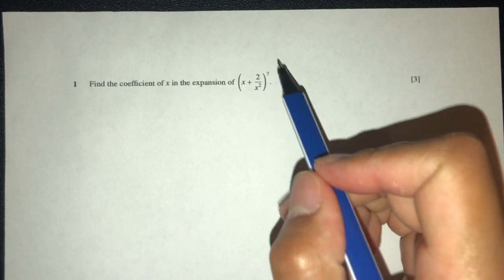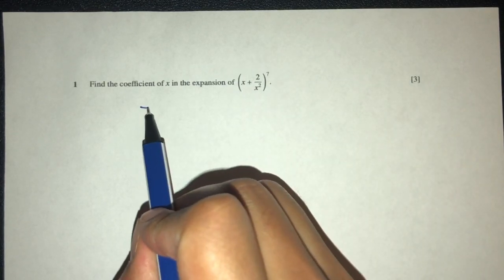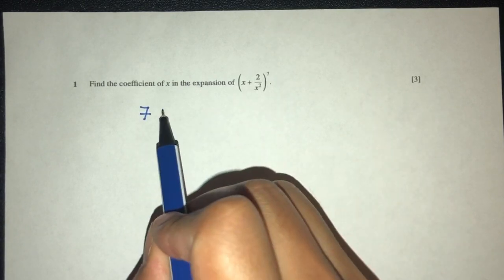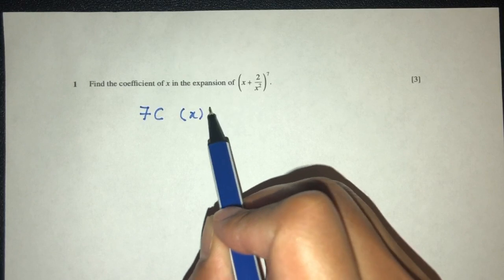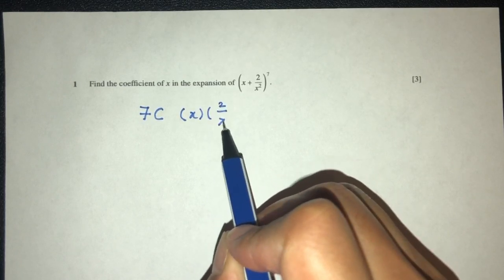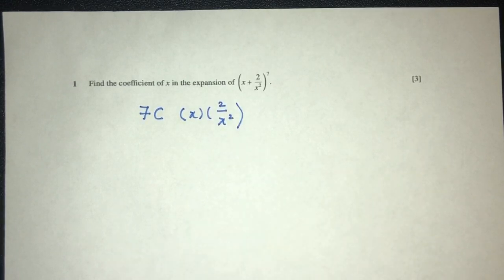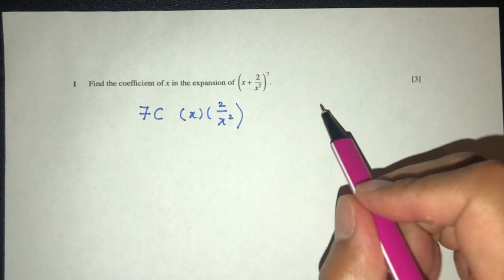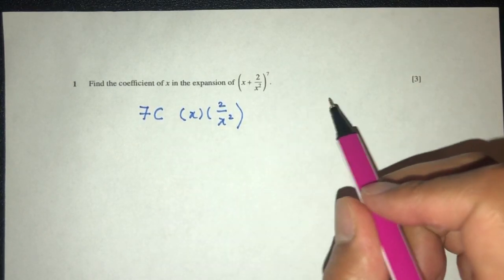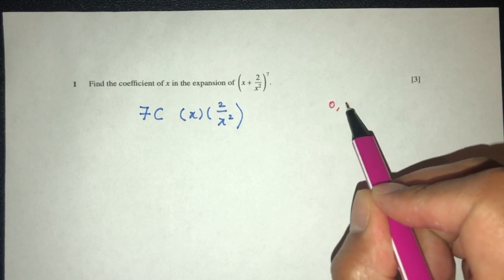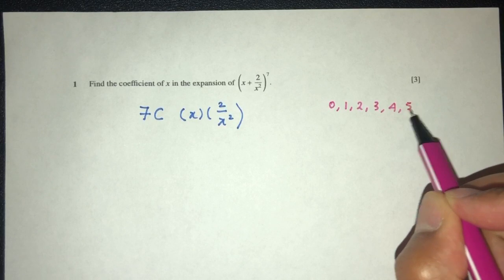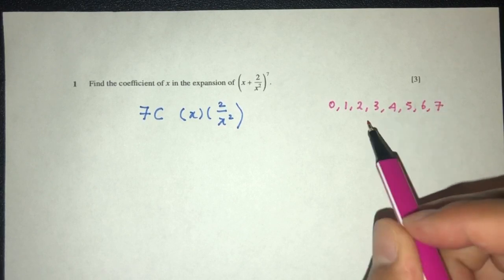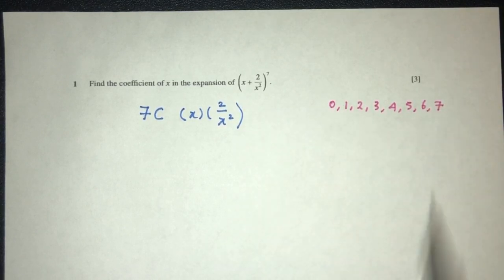For example, if you were to expand this, you will take 7 first because the power is 7. Combination, something we don't know. Here we have x, and here we have 2 over x squared. Now, I have 7 here, so I can choose between the values 0, 1, 2, 3, 4, 5, 6, and 7. For the power here, I can choose any of those values.